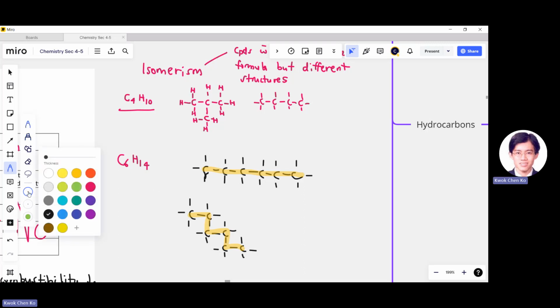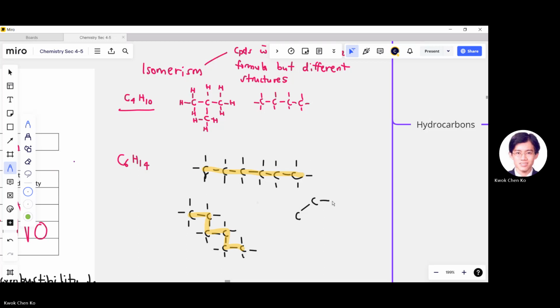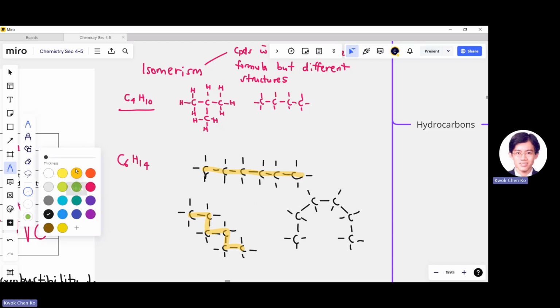So if you want to have fun, you can even draw like this. As long as the bonds are still similar, the atoms are still the same. So recognize these three patterns are exactly the same. 1, 2, 3, 4, 5, 6. Okay, so be open-minded.